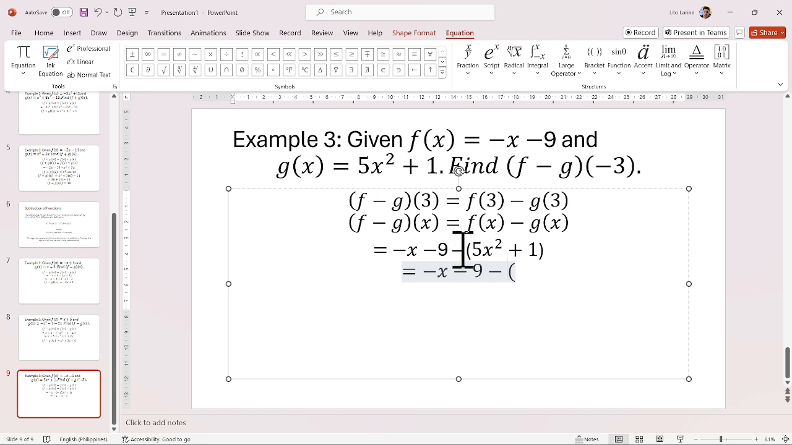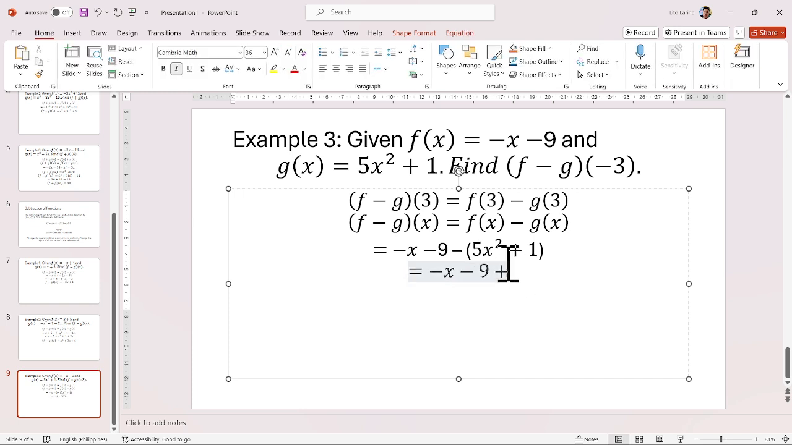So again, change subtraction to addition, plus, no parentheses. Okay, 5x squared will become negative 5x squared. Then plus 1 will become minus 1. Okay, minus 1. So again, that is negative x minus 9, it becomes addition, 5x squared will become negative 5x squared, and plus 1 will become minus 1.